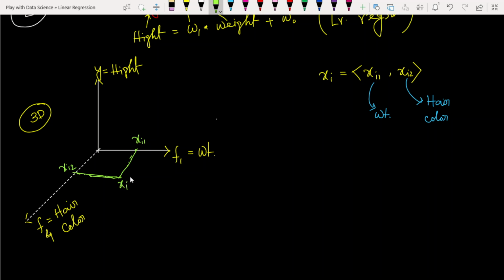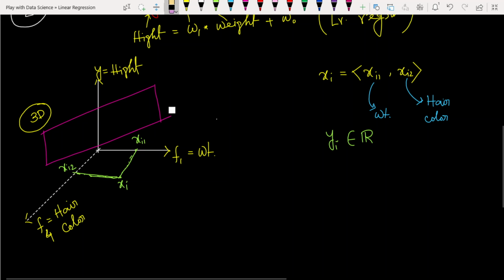So if we put it, then corresponding to this point we also have yi, which belongs to the real numbers. Let's take yi to lie on this plane. Suppose let's draw the plane. Suppose this is our plane, and yi lies on this plane. Suppose this is our yi.